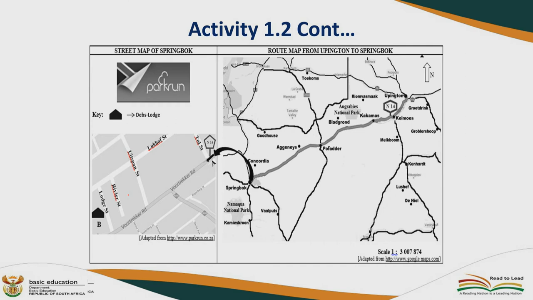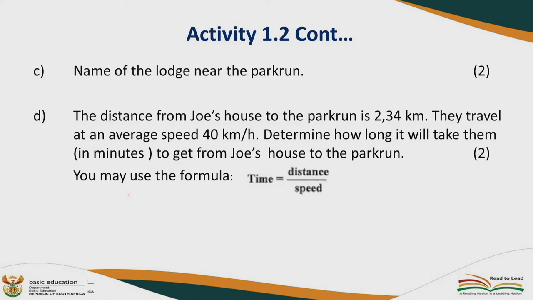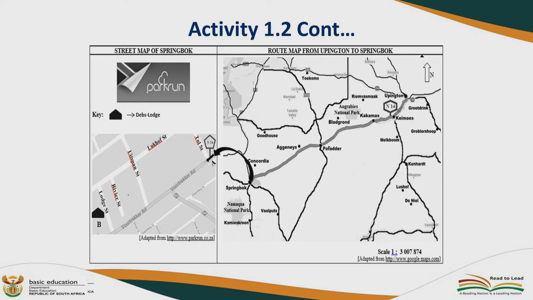And then we are still continuing with activity 1.2. Name the lodge near the park run. So we need to go back to our map and identify the lodge that is there at the park run. This is the park run map. There's only one lodge there, and the name of the lodge is Depp's Lodge.